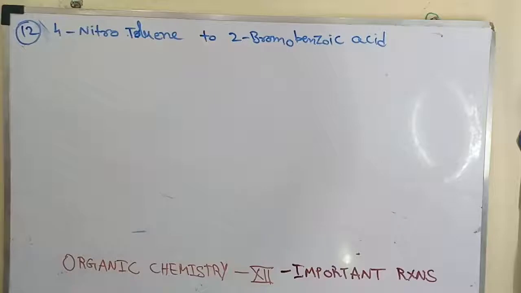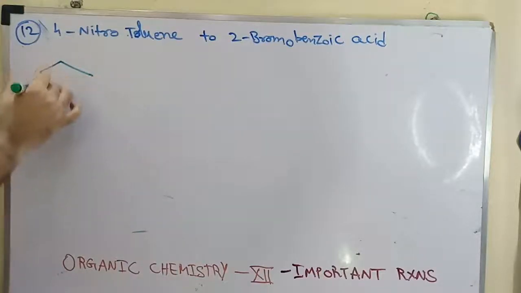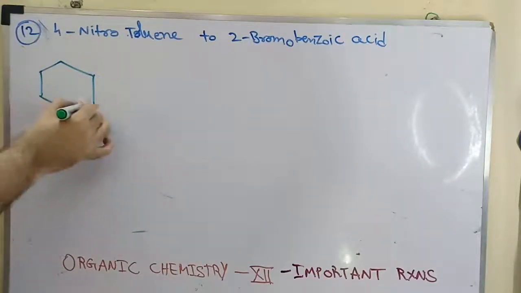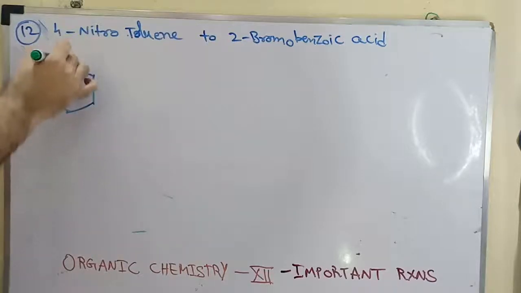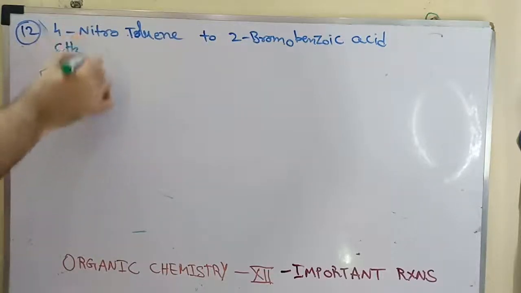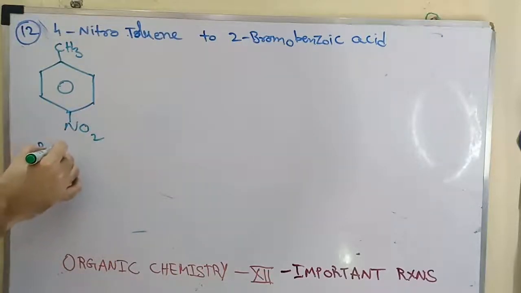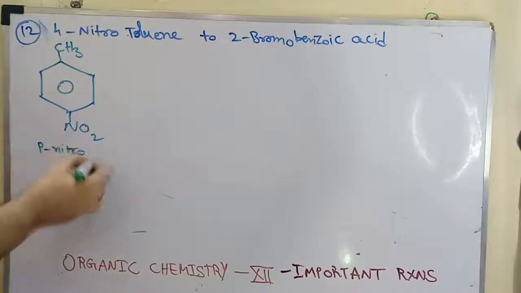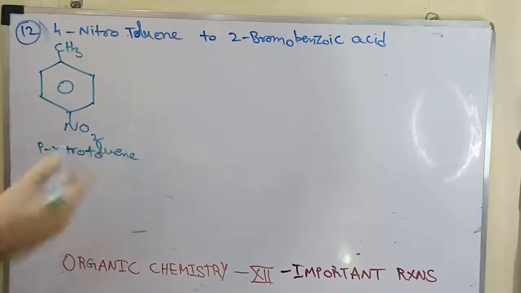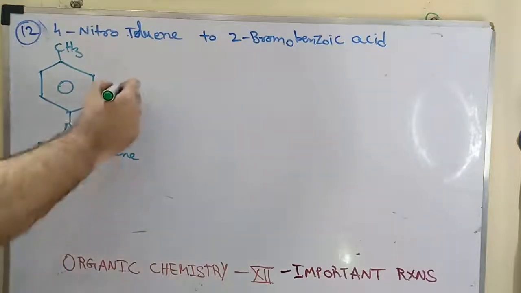Yeah, let's see the next question. That is 4-nitrotoluene to 2-bromobenzoic acid. This is one of the tough conversions to achieve. So what is 4-nitrotoluene? This is CH3 here and NO2 here. That is para nitrotoluene, and I need to convert it into 2-bromobenzoic acid.